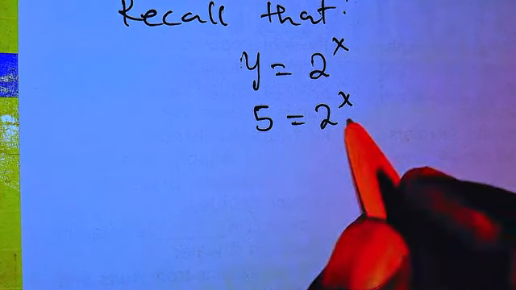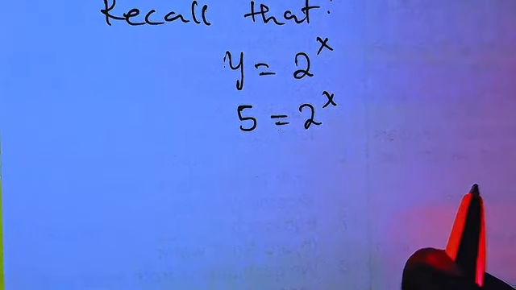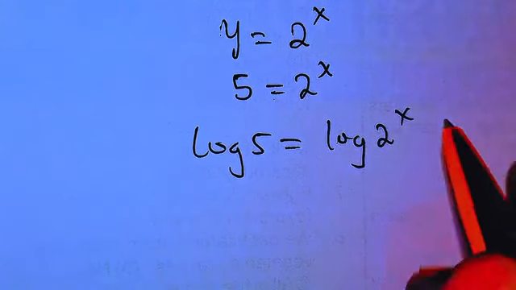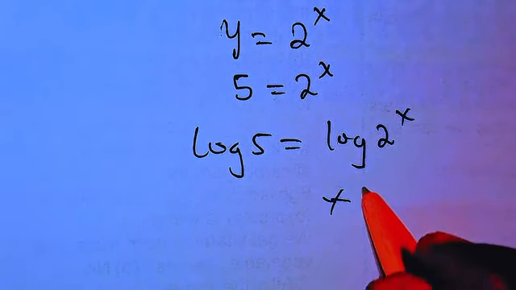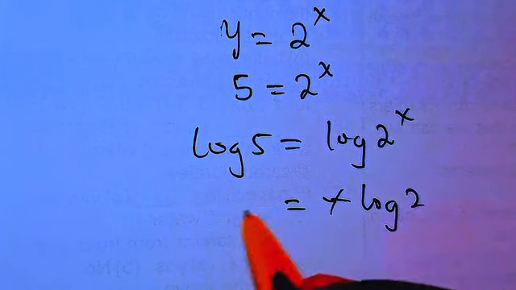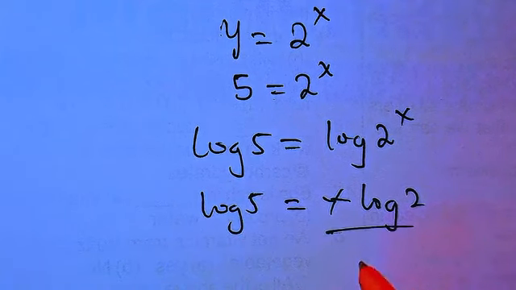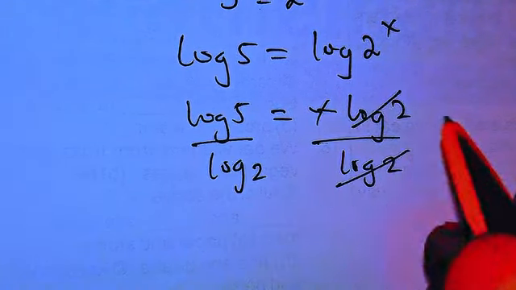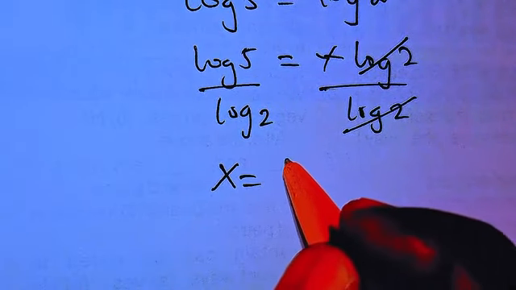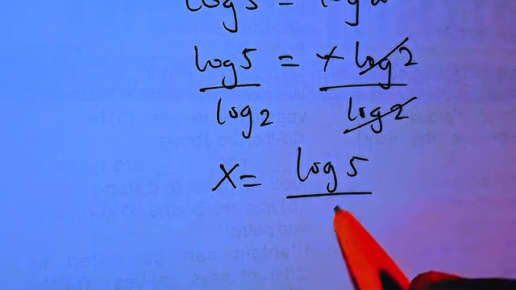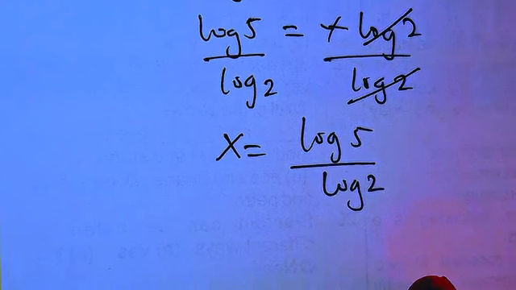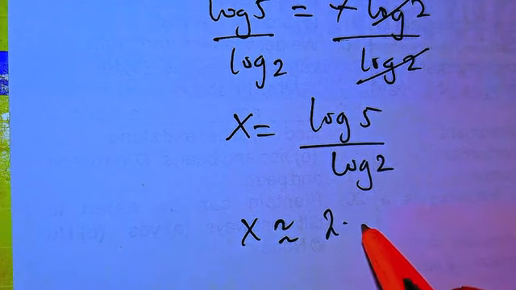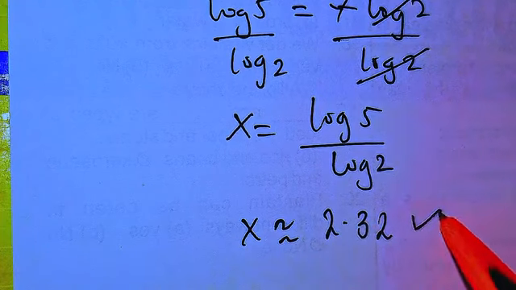So here we are going to take the logarithm of both sides. That is log 5 equals log 2 to the power of x. So x will go down, x log 2 equals log 5. So we divide both sides by log 2. So we cancel this, and we have x to be log 5 over log 2. That is the solution, but you can have it approximately to be 2.32. And that is the solution to the problem.